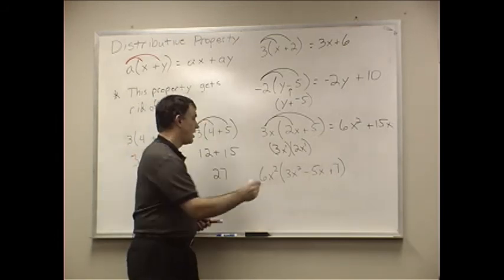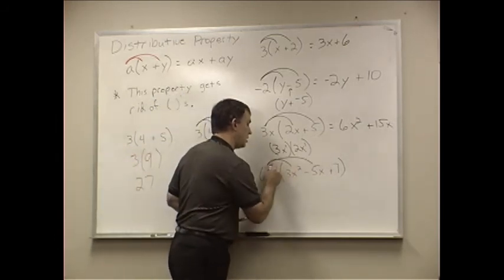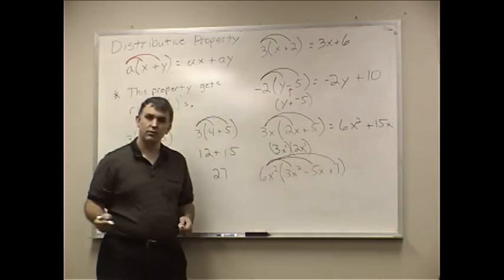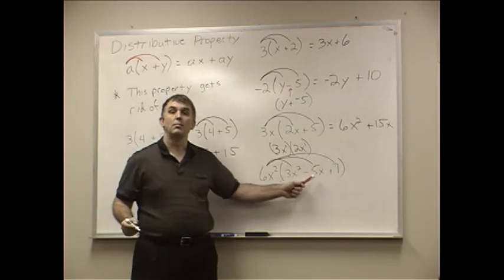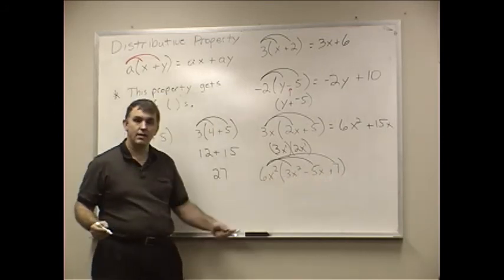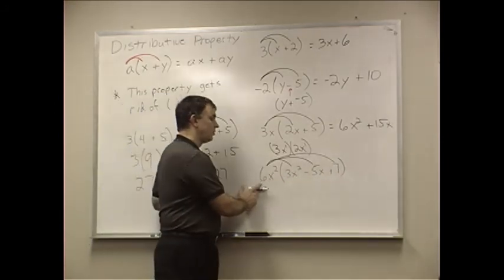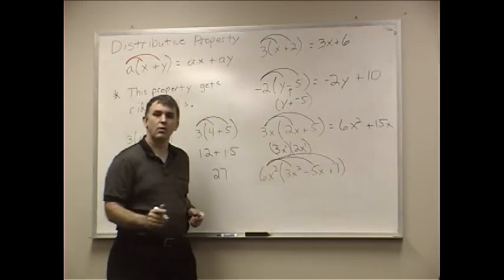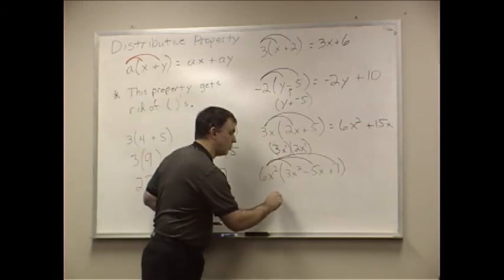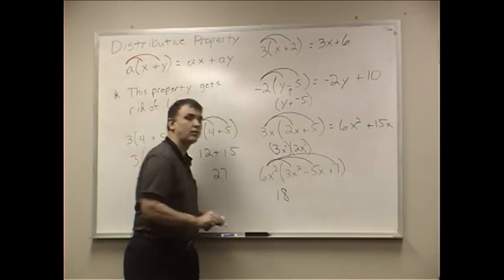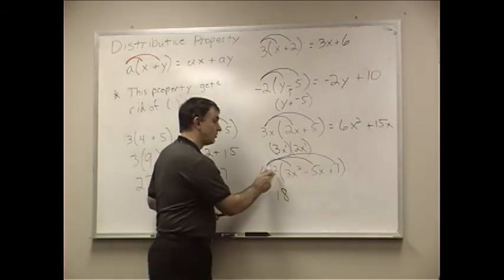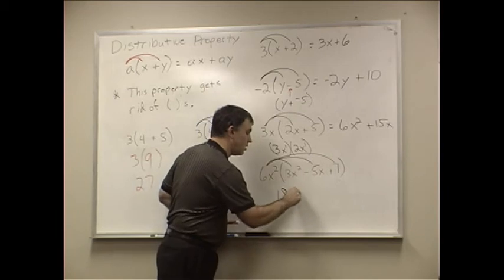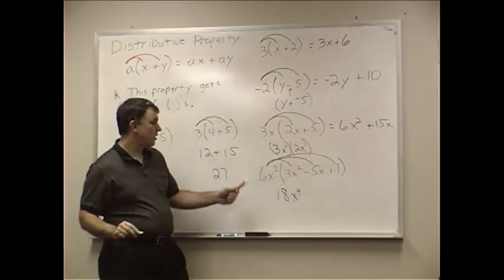The last example, we've got three things, so notice I made three little rainbows. You take what's on the outside, you multiply it by everything on the inside. So 6x squared times 3x squared. I'm going to go ahead and write this below. 6 times 3 is 18, and we should be adding the exponents. 2 plus 2 is 4, so it's 18x to the fourth.